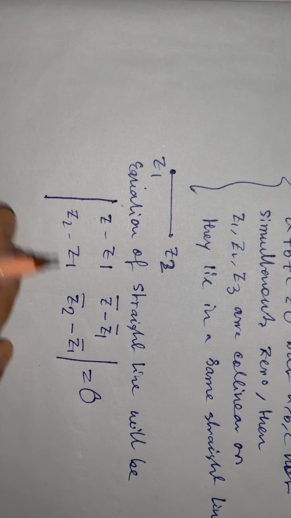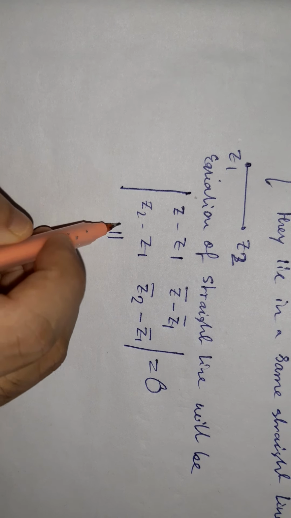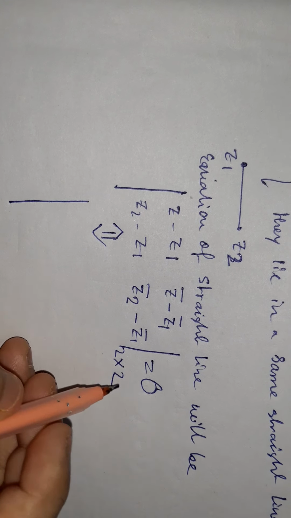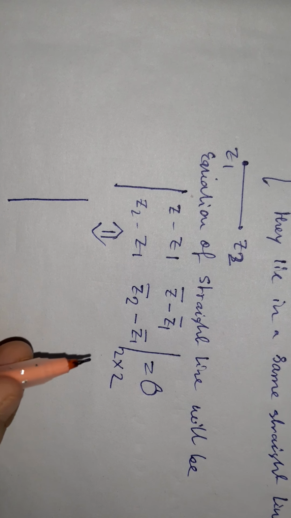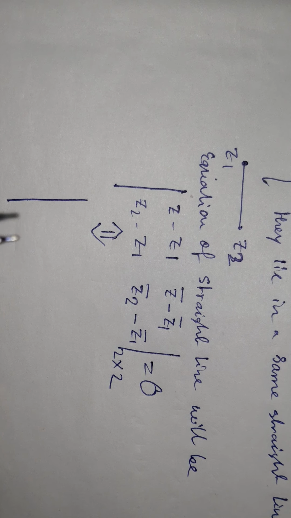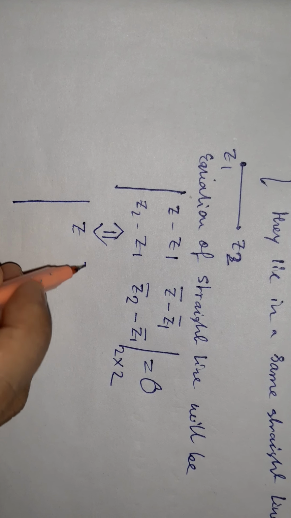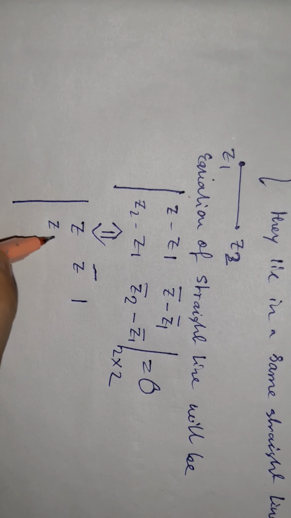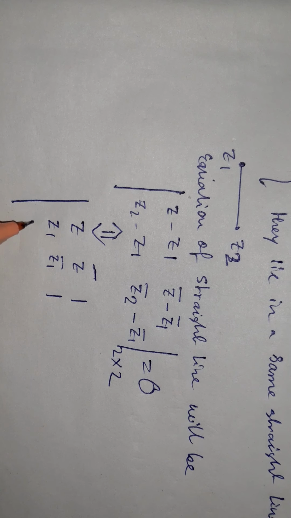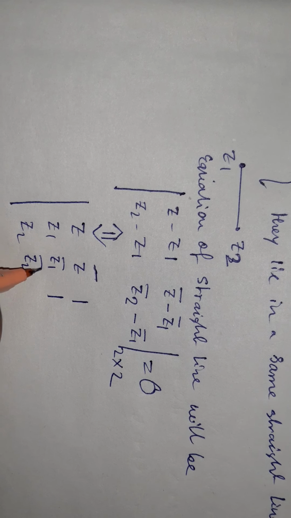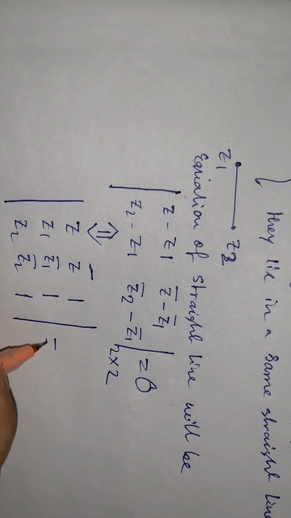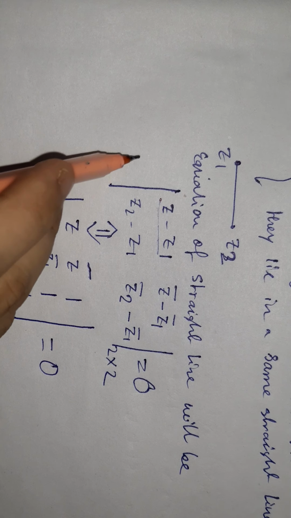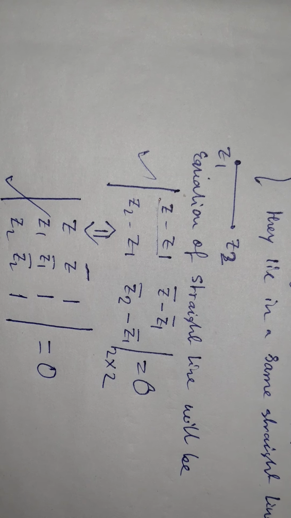You can also simplify this in this manner. It is a 2 by 2 matrix. If we transform it into a 3 by 3 determinant, then it will be Z, Z bar, 1; Z1, Z1 bar, 1; Z2, Z2 bar, 1, equals 0. So the equation will be this or this. Okay, so thank you.